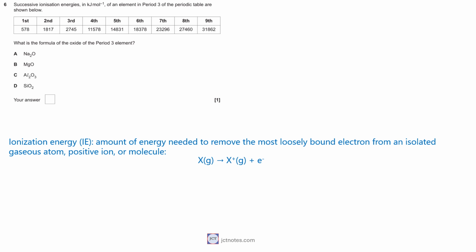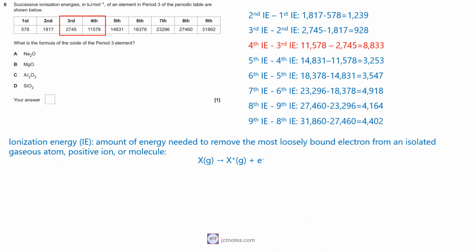More than the absolute values of the ionization energy, we are interested in the biggest difference between successive values. This big jump occurs when we start removing electrons from a more stable, inner shell rather than the outermost shell. For this example, you can see that the biggest jump is between the third and fourth ionization energies, with a value close to 9,000. The other jumps don't even reach 5,000.